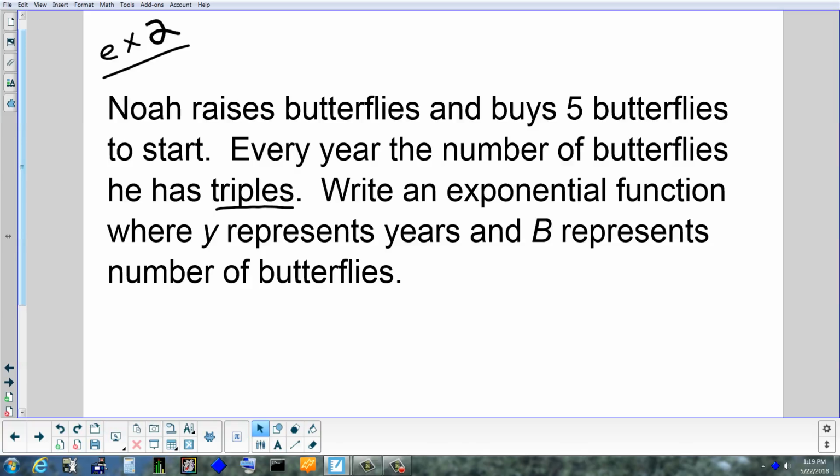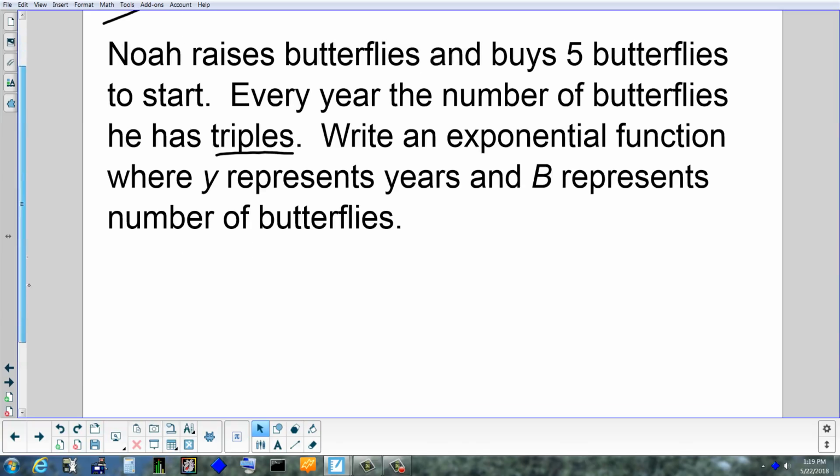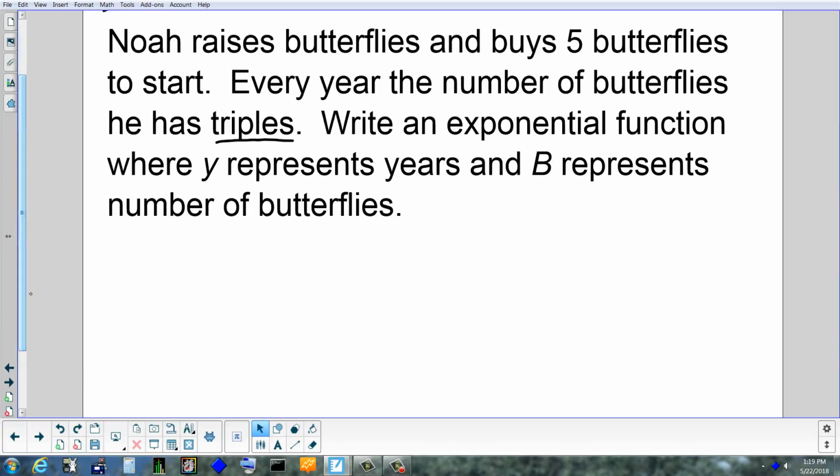Now, when we have to write exponential functions, we've never been given it as a word problem. How has it always been given to us? An equation. Well, we have to come up with an equation from a... Well, it's in the y equals ab^x form. That's what we want to get. And what are we usually given? A chart. We're usually given a table. So let's make a table. Our table, y is going to represent years, and b is going to be number of butterflies.